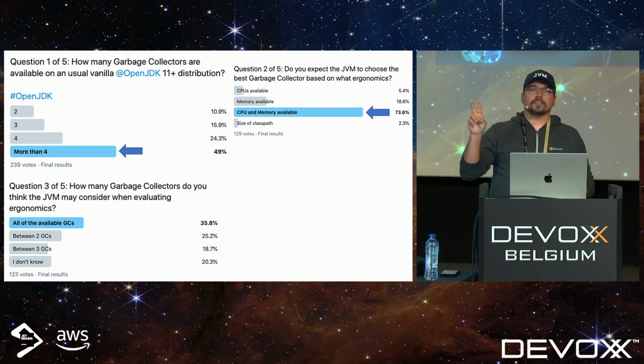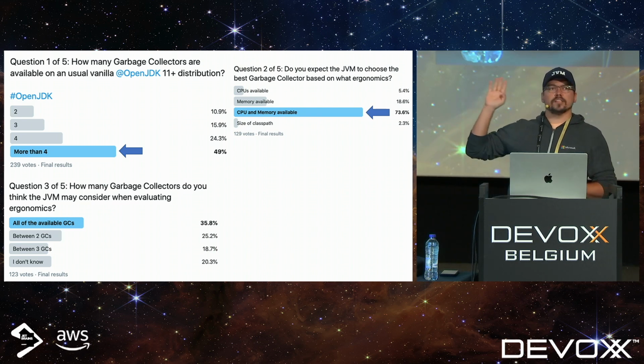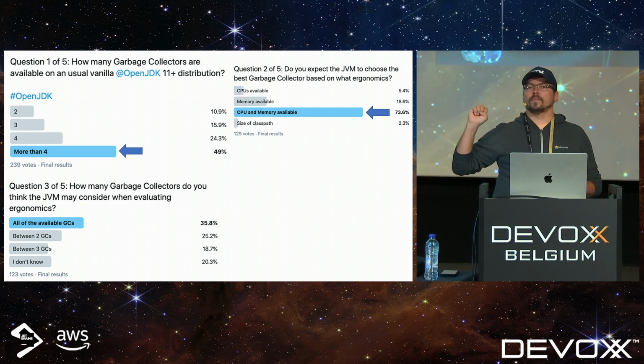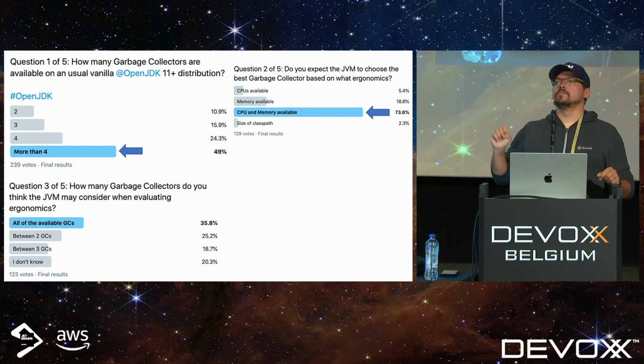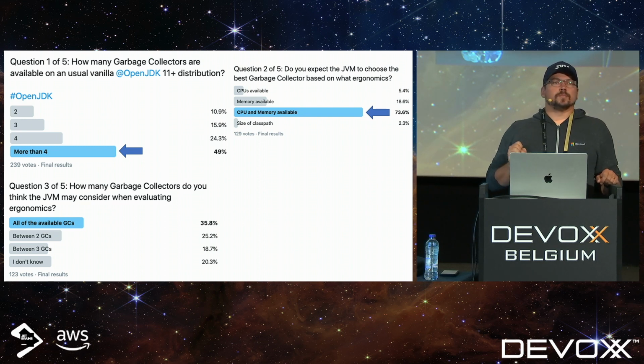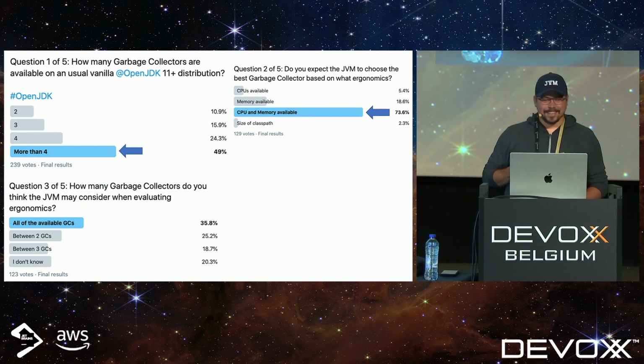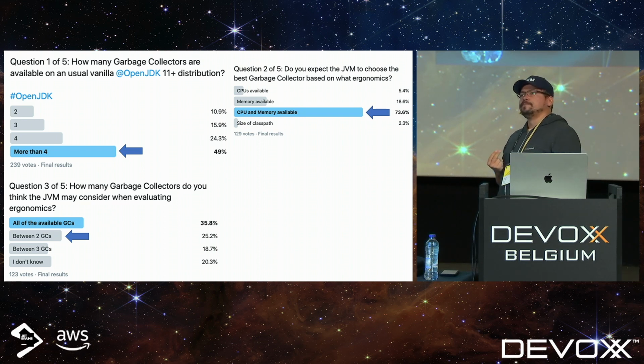Between 2 garbage collectors, between 3, or you don't know. So who believes it's all of them? Raise your hand. Okay. Who believes it's between 2? Who believes it's between 3? And raise your hand if you don't know. All right, awesome. The right answer is only between 2.